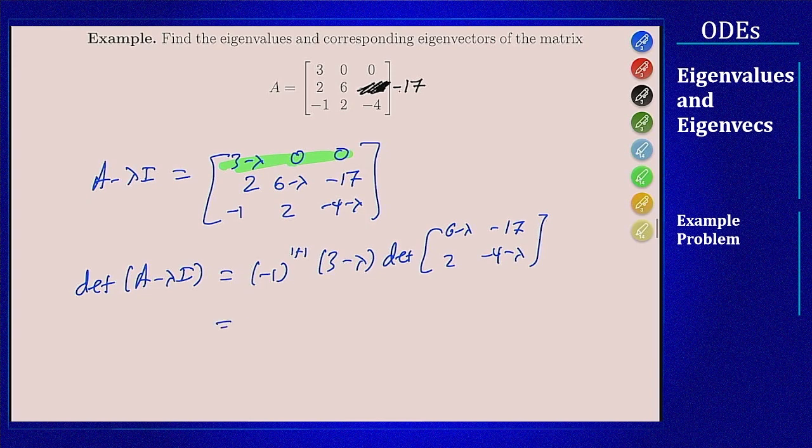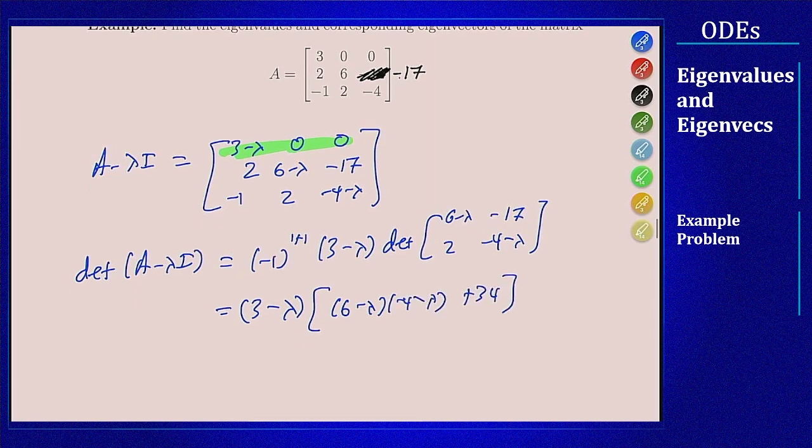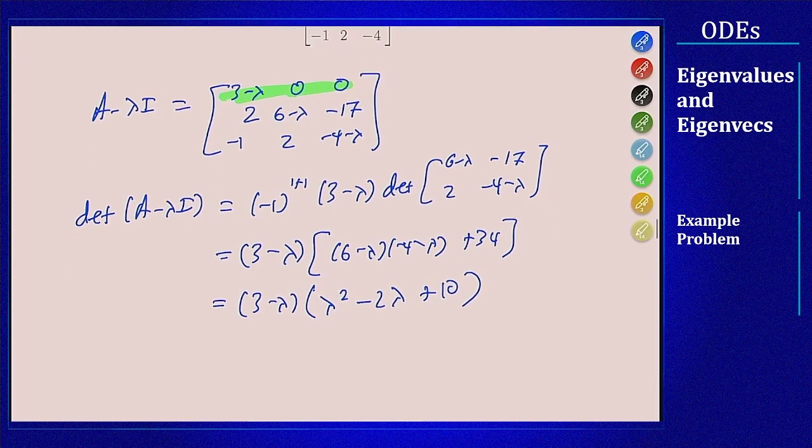We can work out that 2 by 2 directly. It's just AD minus BC: 6 minus lambda times minus 4 minus lambda, plus 34. Simplifying the inside, 3 minus lambda times, I have a lambda squared, plus 4 minus 6 is minus 2 lambda, minus 24 plus 34 is plus 10. 3 minus lambda is fine. This last one does not factor.